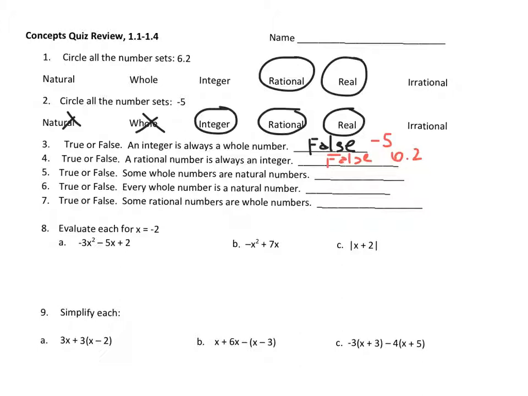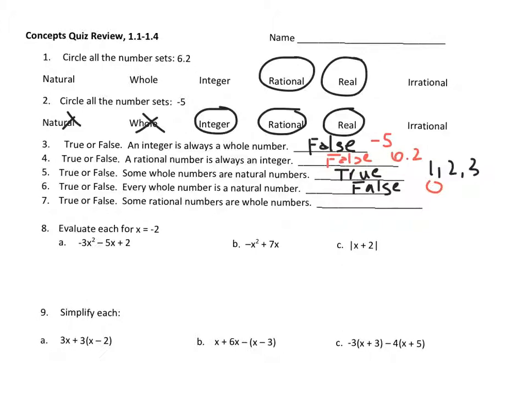Some whole numbers are natural numbers. That's true. So some means a few or more. So 1, 2, 3 are whole numbers that are also natural numbers. Every whole number is a natural number. That's false, because the counterexample would be 0.